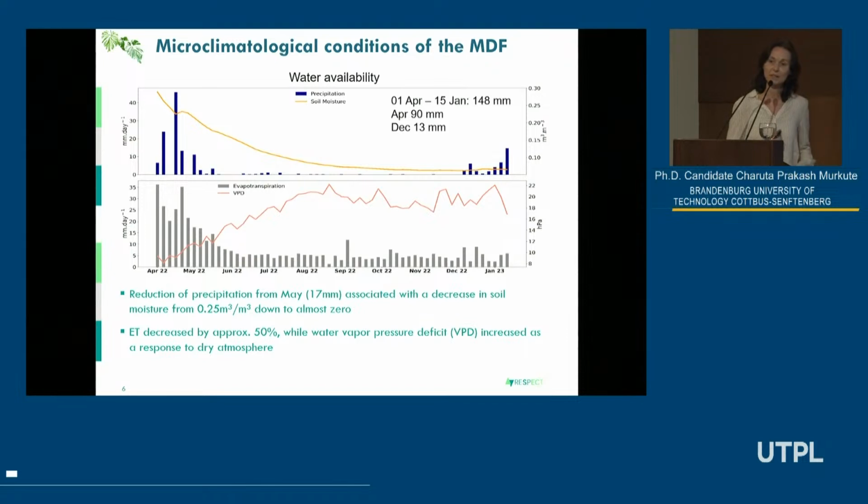Below, on the second figure, you see the evapotranspiration in gray, and the water vapor pressure deficit. Again, two variables interrelating with each other, and we see the same signal: we have the highest evapotranspiration rates during the wet season, and then it is decreasing by approximately 50%, and during the same time we have the increase of the water vapor pressure deficit, as a response to the dry atmosphere.